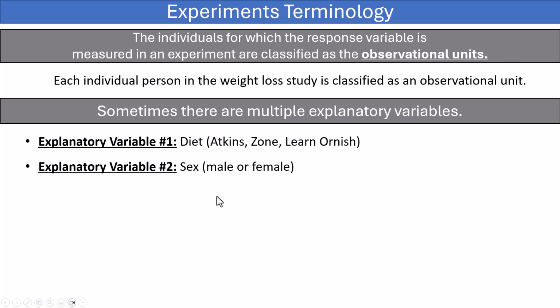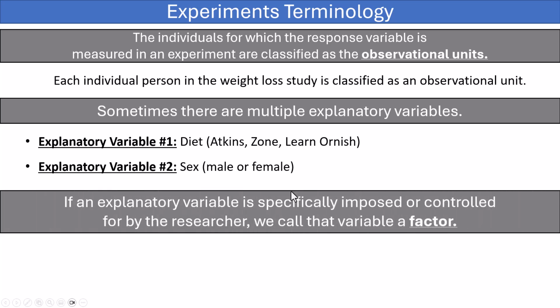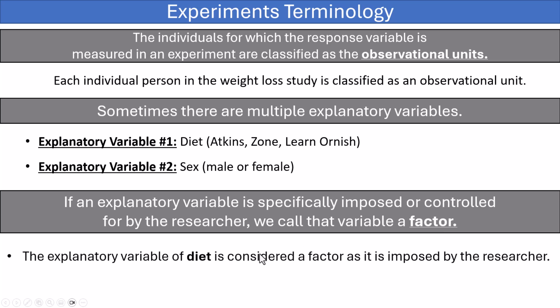Now, there's a very important distinction we want to make about our different explanatory variables. If an explanatory variable is specifically imposed or controlled for or randomized by the researcher, then that's what we call a factor variable. So for example, the diet example in our study would be considered a factor variable because it's something that's specifically imposed by the researcher. The researcher is randomly putting individuals into one of these 4 different diet groups. So for that reason, we would say this is a factor variable.